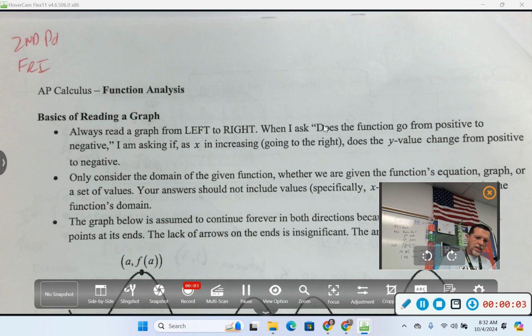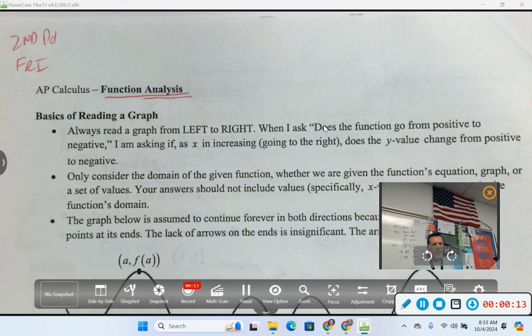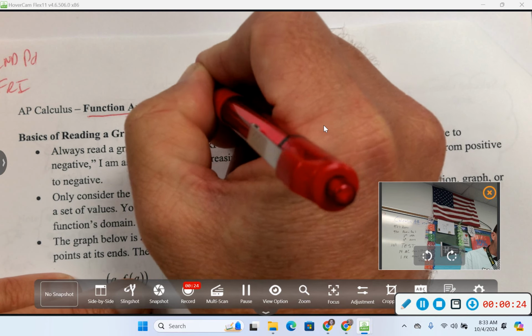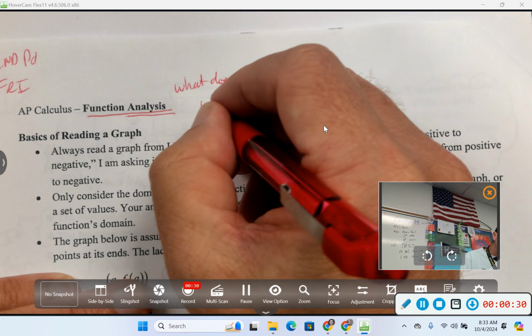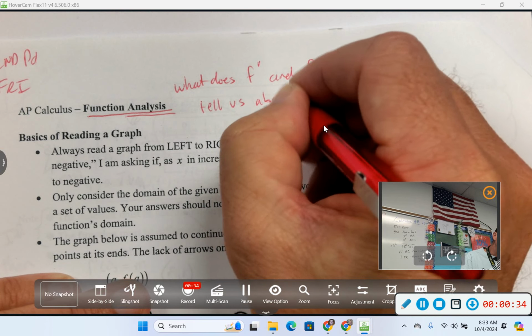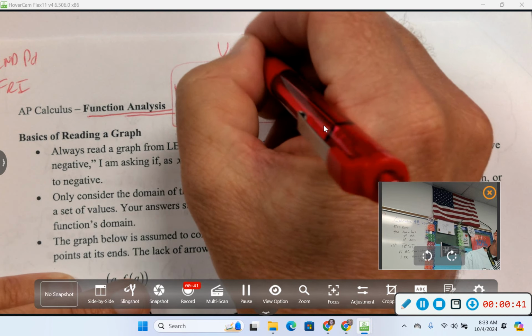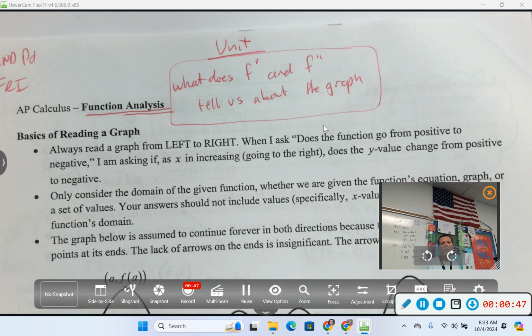All right. Friday, October 4th, day two of this unit, function analysis. Sounds fancy. Analyzing functions. That's sort of the whole unit. And like big picture, the question we want to answer is, what does f prime and f double prime tell us about the graph? In fact, that's the entire unit question right there. What does f prime and f double prime, excuse me, tell us about the graph?